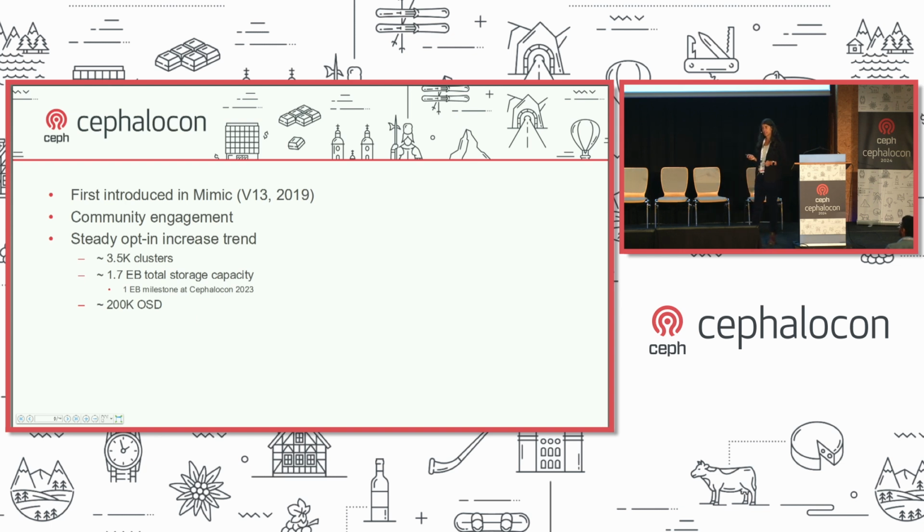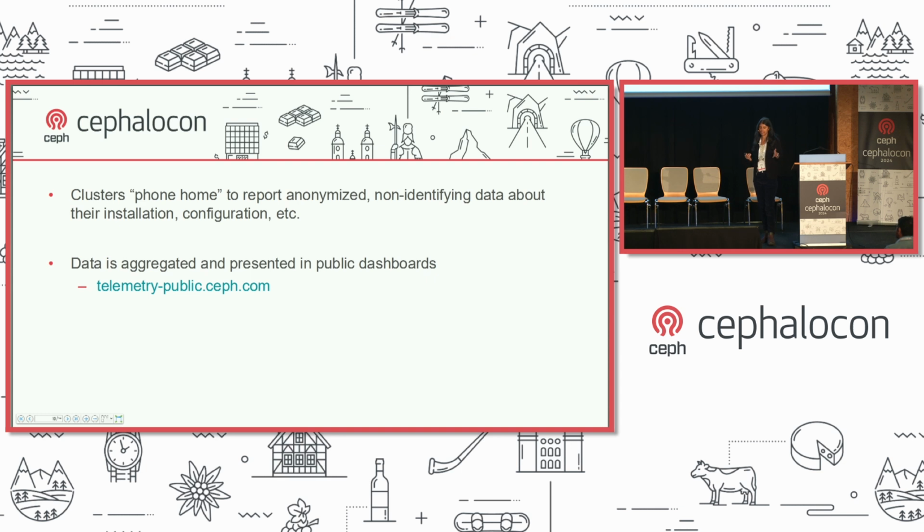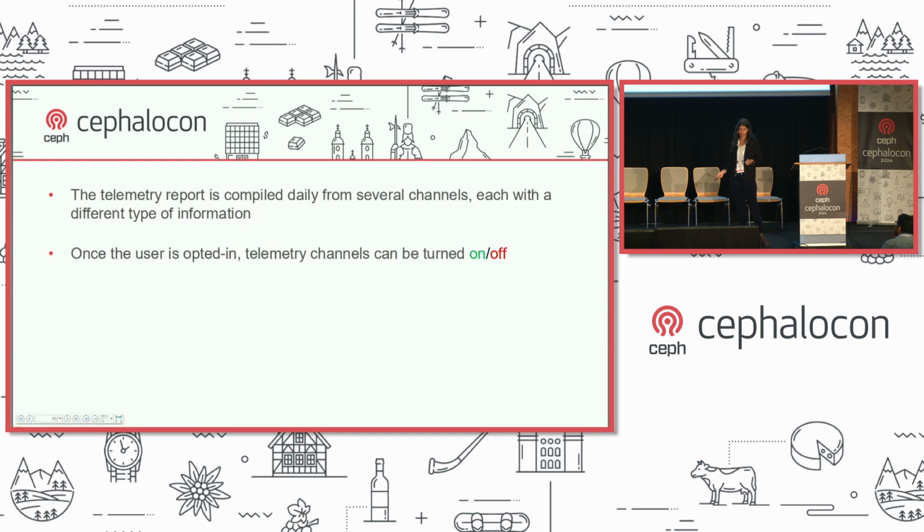So far, there are about 3,500 clusters reporting. And last Cephalocon, right after Cephalocon, we crossed the milestone of 1 exabyte, and right now we're around 1.7 exabytes. So maybe until the end of this year, we'll reach the 2 exabyte milestone, who knows. And the way it happens is that clusters basically phone home to report anonymized and non-identifying data about the installation. And you can see a lot of the aggregated data in our public dashboards.